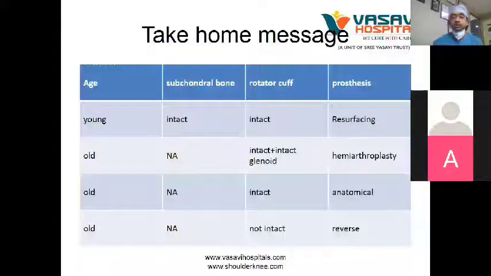And then, as I said before, old age, without any consideration to the subchondral bone, non-intact rotator cuff, primary osteoarthritis, we do an anatomical shoulder, whereas when the rotator cuff is not intact, we tend to do a reverse shoulder.